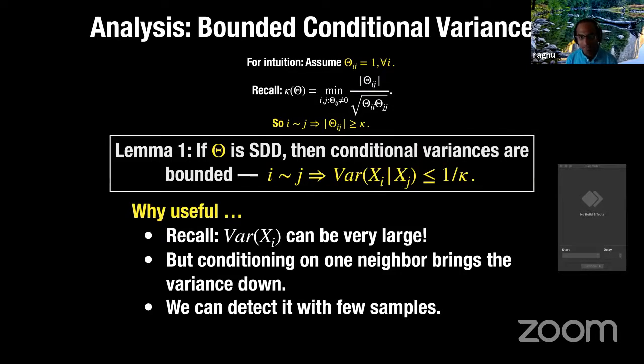Okay, so that's at a high level. The main ingredient is this bounded conditional variance condition, which is true for SDD matrices, and is not true for general sparse precision matrices. And in fact, this is not true even for walk-summable matrices if you don't normalize them appropriately. So you have to first do this kind of conversion to SDD matrices to find the right version of the statement even.